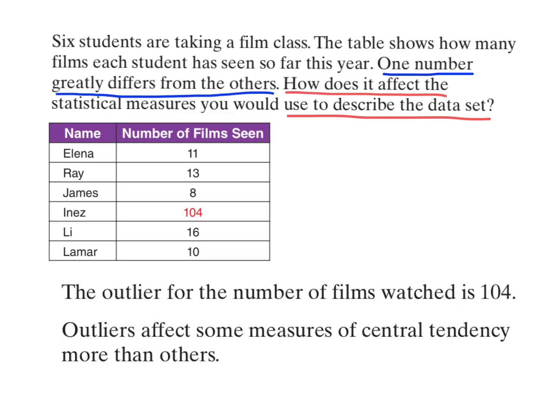So as an example, 6 students are taking a film class. The table shows how many films each student has seen so far this year. One number greatly differs from the others. How does it affect the statistical measures you would use to describe the data set? If you look at the numbers here, they highlighted it for us in red: 104, that's way bigger than the other numbers. And so we're going to talk about exactly how the outlier is going to affect it in this particular problem.